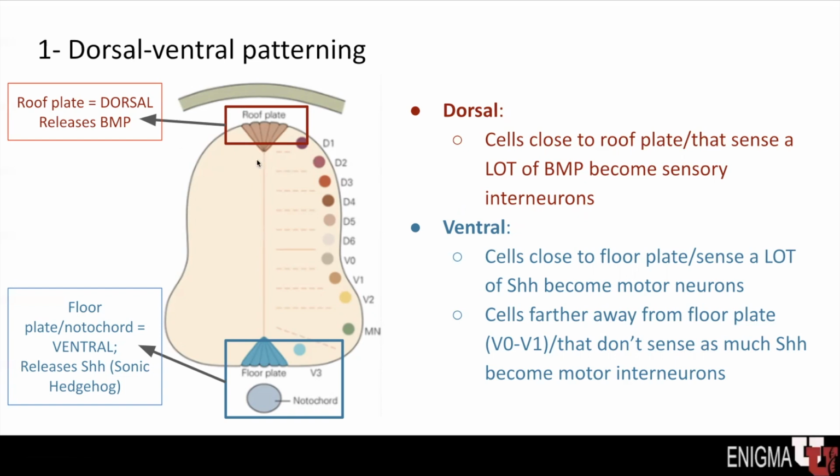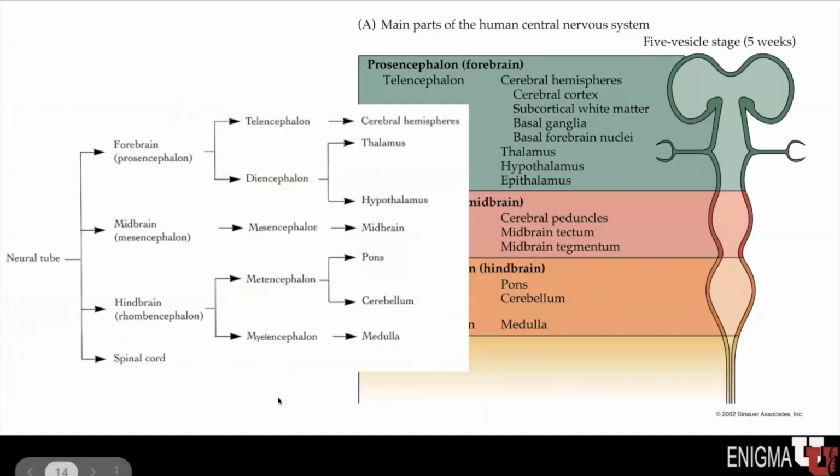So the cells that are close to the roof plate that sense a lot of BMP, these become sensory interneurons. Cells that are close to the floor plate and sense a lot of sonic hedgehog become motor neurons. Cells that are further away from the floor plate that don't sense as much sonic hedgehog, those become the motor interneurons. So we already have this patterning where cells that are dorsally located become the sensory neurons, whereas those that are closer to the floor, or ventral, become the motor neurons. And there's a similar type of patterning that occurs rostrally versus caudally in the developing brain.